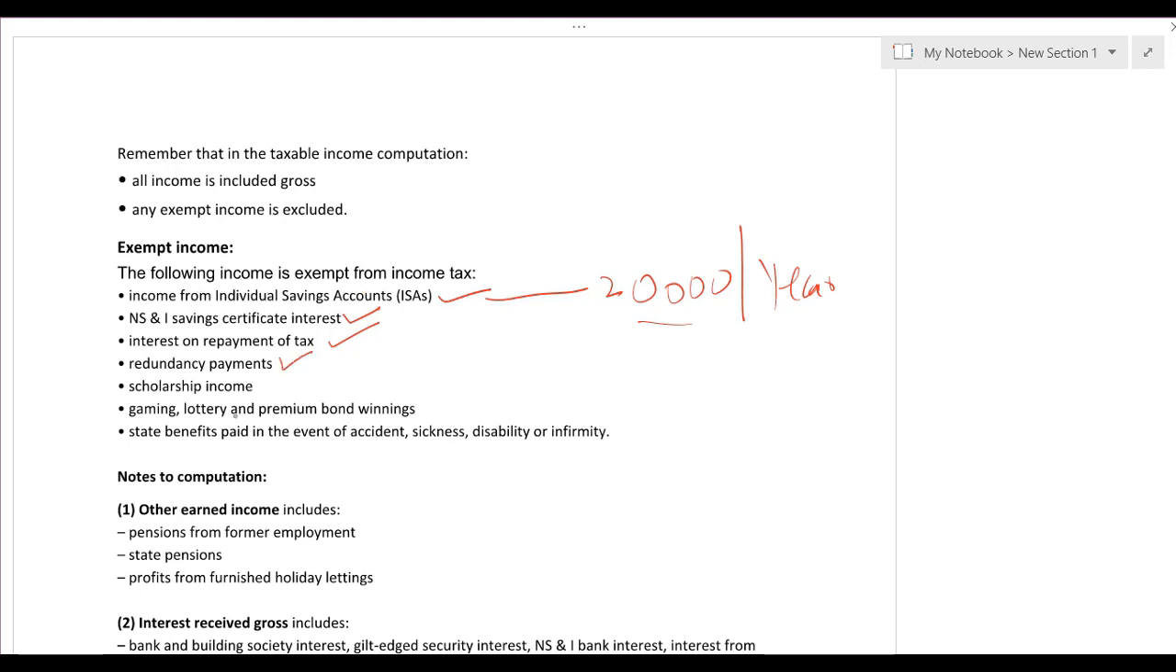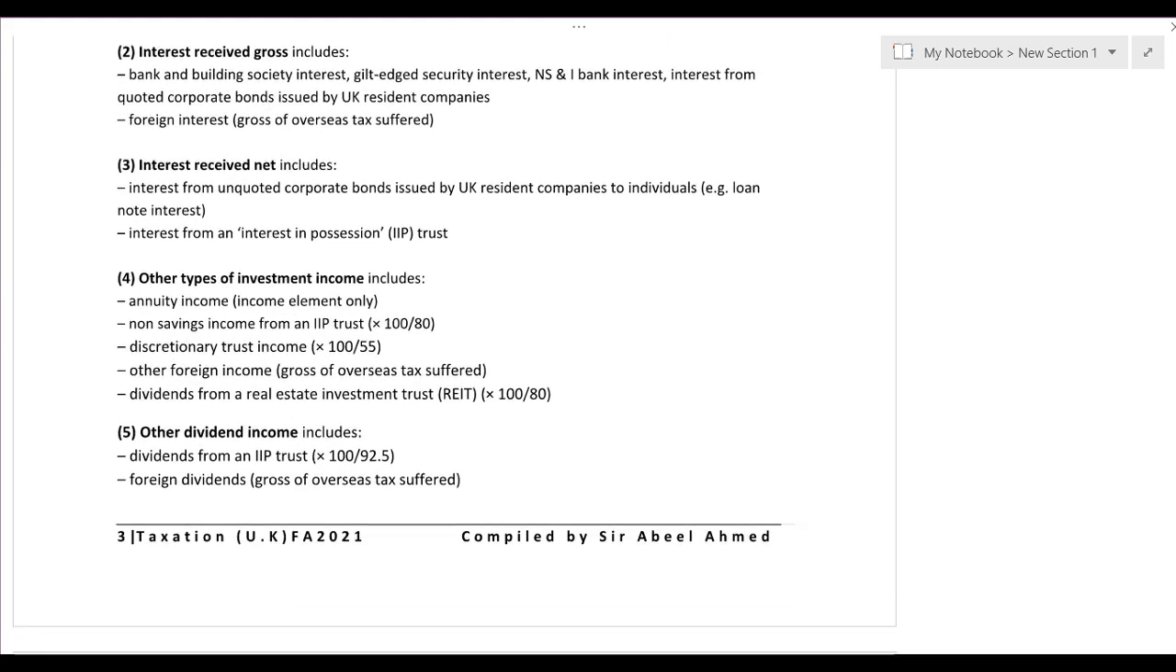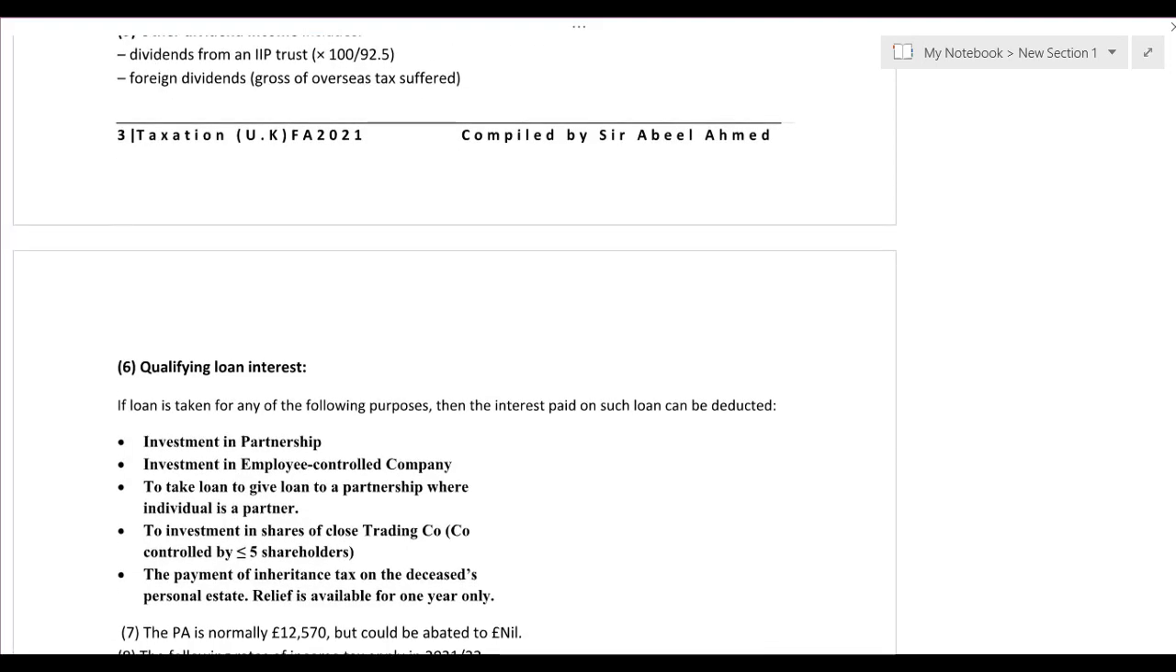Redundancy payment is exempt. Scholarship income is exempt. Gambling, lottery and premium bond winnings are exempt. State benefit paid in the event of accident, sickness, disability or infirmity is exempt. So from this page, dear student, you just need to know what the exempt incomes are. Okay. The rest of the area, slowly and gradually as the course proceeds, you are going to learn automatically.